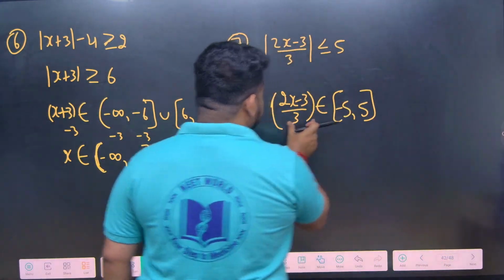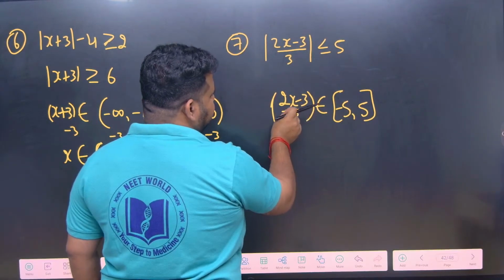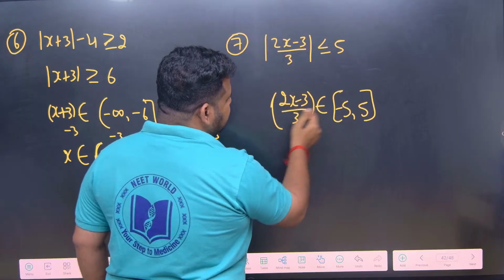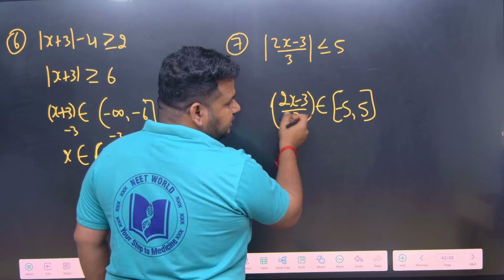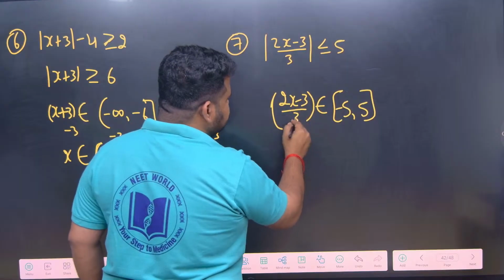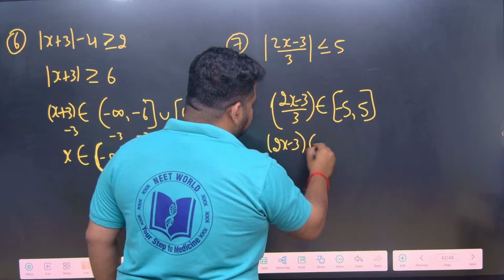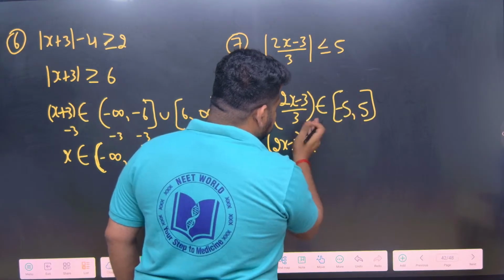But I don't want where (2x minus 3) belongs to. I want where x belongs to. So let us modify this further. If I send the 3 to that side, multiply by 3 here, this 3 will get eliminated.